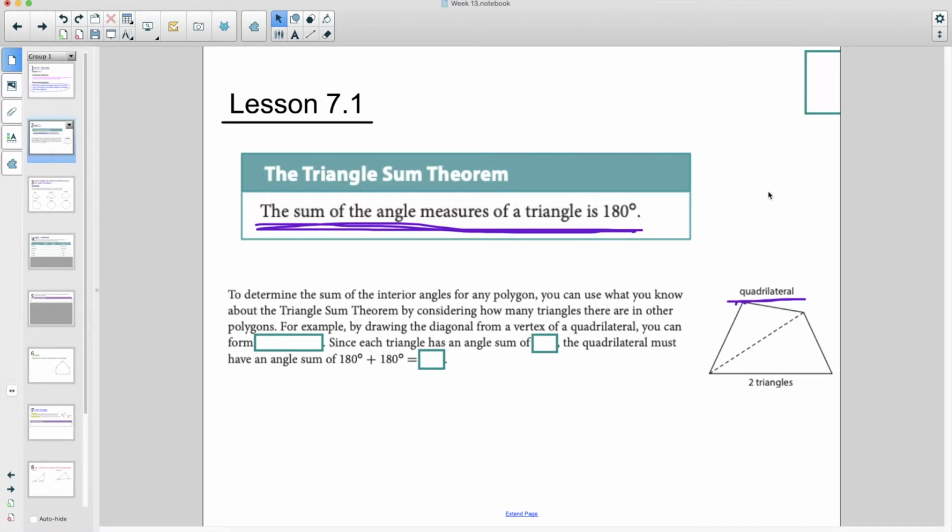For example, by drawing the diagonal from a vertex of a quadrilateral, and it doesn't matter which vertex, I just picked one, what do you see there? Two triangles, right? Since each triangle has an angle sum of 180 degrees, the quadrilateral must have an angle sum of 180 plus 180. If we add those together, we get 360. So we can use what we know about triangles and apply that to other polygons. For a quadrilateral, we have 360 degrees. Let's continue this, and then we're going to see if we can find a pattern.